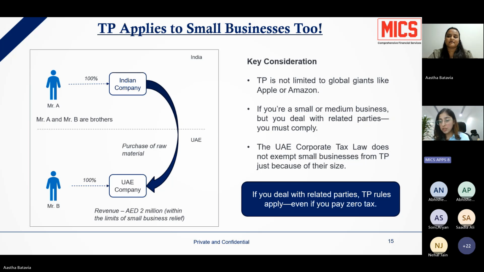You have to file a very minuscule return because you are claiming a small business relief. But that does not mean you do not have to do TP. You would have to at least make sure that your transactions are at arm's length price. So TP is not for global giants like Apple or Amazon. Small as well as medium businesses dealing with related parties should make sure that they comply with transfer pricing. Even if you are paying zero tax, you have to make sure that you comply with transfer pricing.